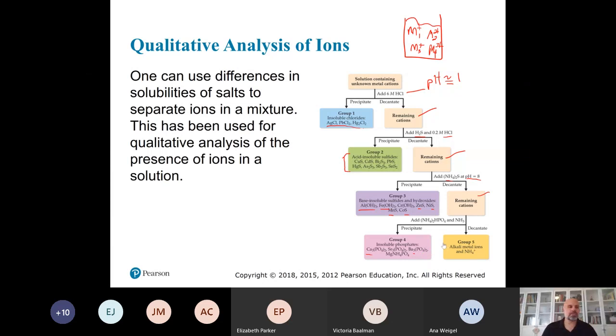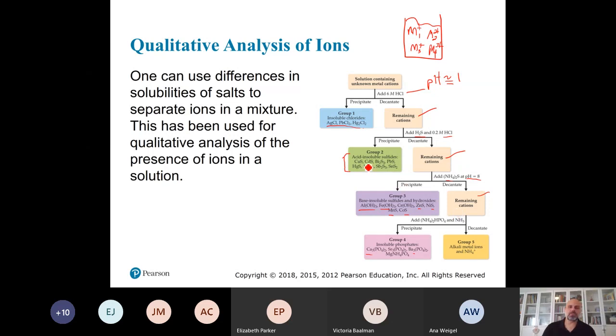And the only things left in solution after everything is done are the alkali metal ions and ammonia, right? Our alkali metal ions: sodium, lithium, potassium. Those are the things that are going to remain in solution, as well as the ammonium ion. So you can see you're able to precipitate a variety of ions by adding different reagents to the solution. And you can do it selectively.